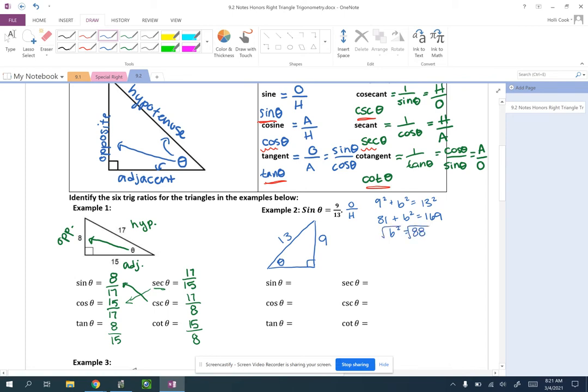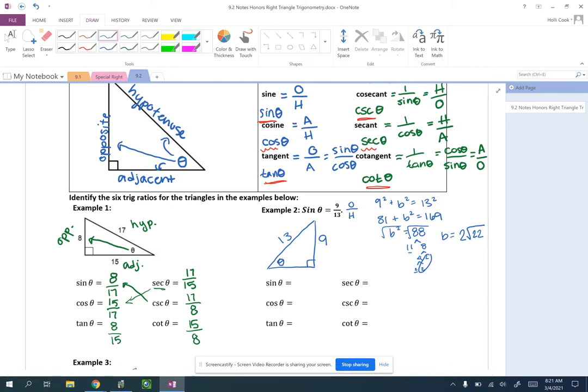When we do our square root, 88 doesn't have an exact square root, so we have to simplify. That's 11 times 8. 8 is 4 times 2. 4 is 2 times 2. So we have one group of 2's and then a 2 and an 11 left over. So our b is going to be 2 square root of 22. 11 times 2 is 22.